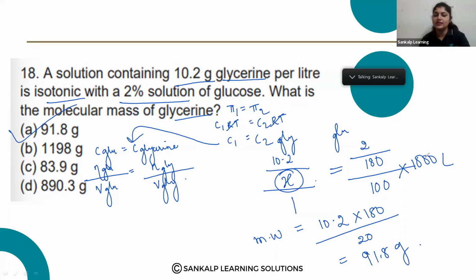So A is the correct answer, 91.8. Whatever the given entities are, you just have to substitute them in the formula and you will get the correct answer.